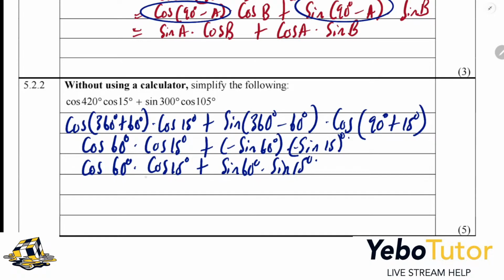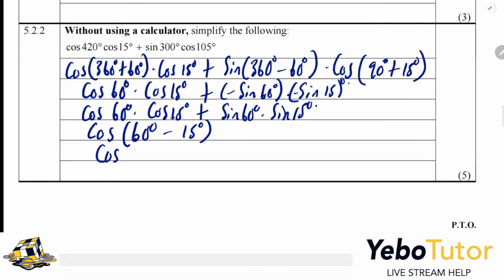So now we can see that it's cos cos sine sine. So this is the same as cos, and it's positive here, which means it's going to be cos of 60 degrees minus your 15 degrees. Then I end up having cos of 45 degrees, and they say without using a calculator, which means you can now use your special triangles. This is your special triangle for 45.